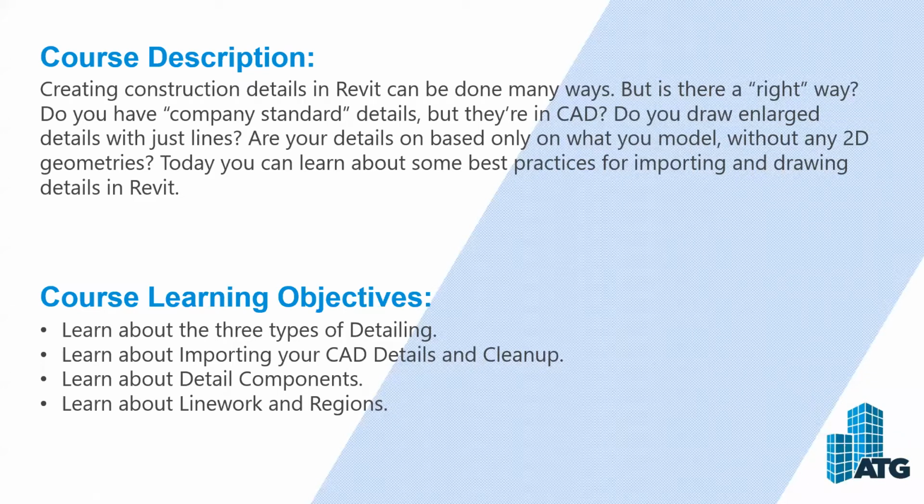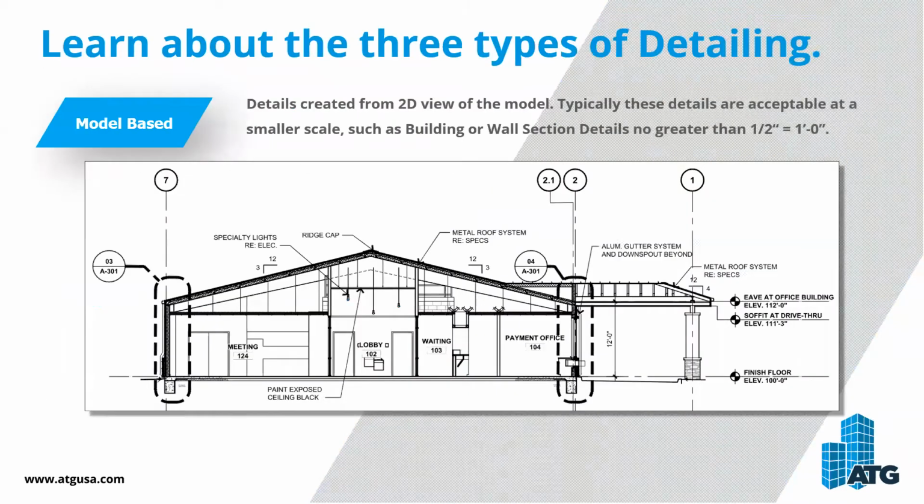Today, we're going to talk about importing CAD details into Revit. Creating those construction details in Revit can be done a lot of different ways. There are three types of construction detailing: model-based, 2D only, and a hybrid of 2D and model. Model-based details are created from the 2D view of the model, and these details are typically at a smaller scale when you don't need to draw in extra line work or detail components.